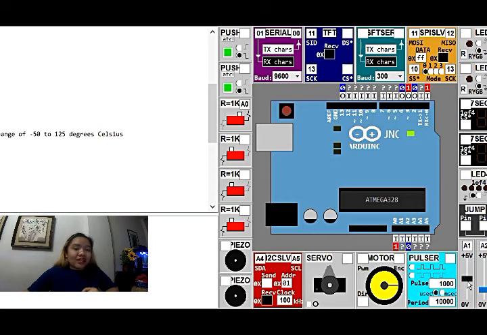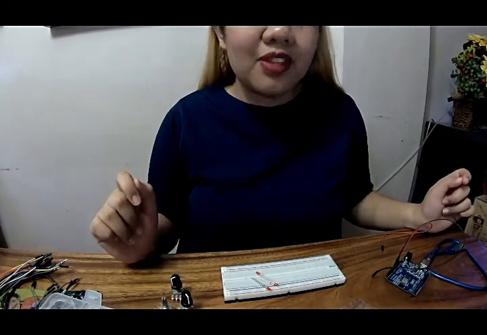And here we have A0, which is the water level. If the water level is above 10 millimeters, pin 2 will not turn on. But if it's now below, pin 1 will turn on. Now that we have simulated it, it's now time to build the breadboard.